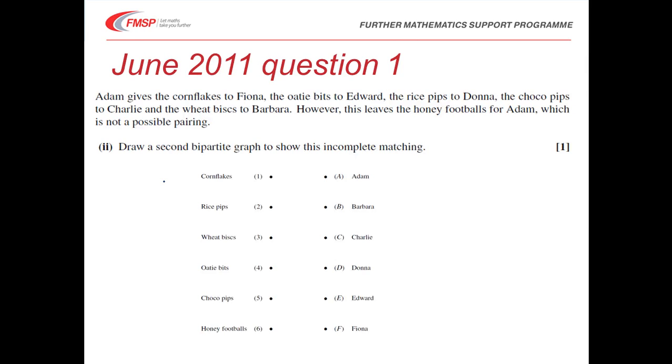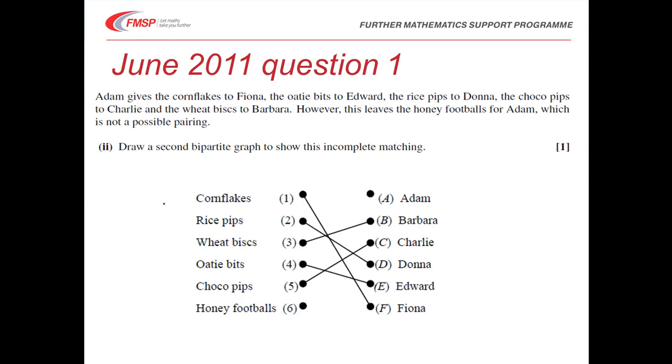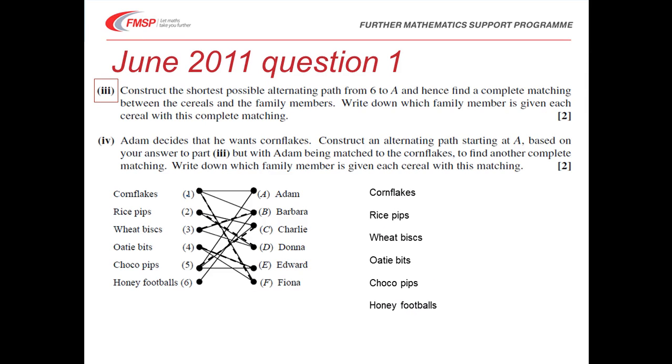It then says Adam gives cornflakes to Fiona. So cornflakes to Fiona is going to be a match, so we could put that in there. Oaty bits to Edward, and so on. So again, you have got to draw this. This is the diagram that will be given to you. You just have to complete it so that you end up with your incomplete matching looking like this. I haven't drawn it all in because I think that's fairly straightforward, but as I say, be careful. So that's our second mark, 1 mark for each of those.